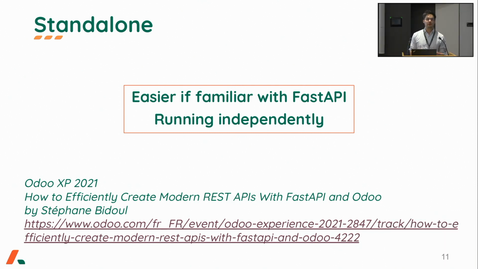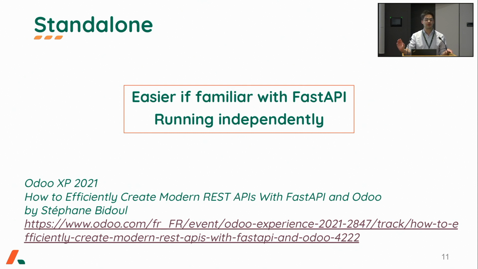There are 2 approaches to deploy your FastAPI. The first one is the standalone approach. So you have your FastAPI that is deployed independently of your Odoo deployment. This approach was discussed in 2021 by Stefan Bidul in his talk, How to Efficiently Create Modern REST APIs with FastAPI and Odoo. So I invite you to go and check his presentation if you are interested in deploying FastAPI on its own.